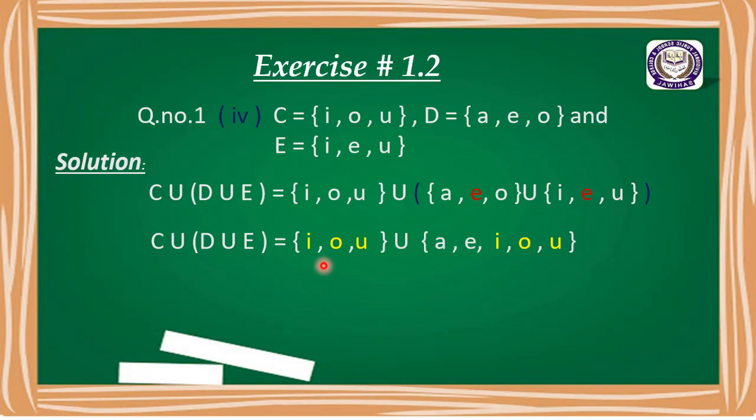union of D and E with C, and we get the resultant set A, E, I, O, U. You can see here I, O, U are common elements of both the sets, so we write the common element only one time. In this way we can get the union of all three sets A, E, I, O, U, and that is our required answer.